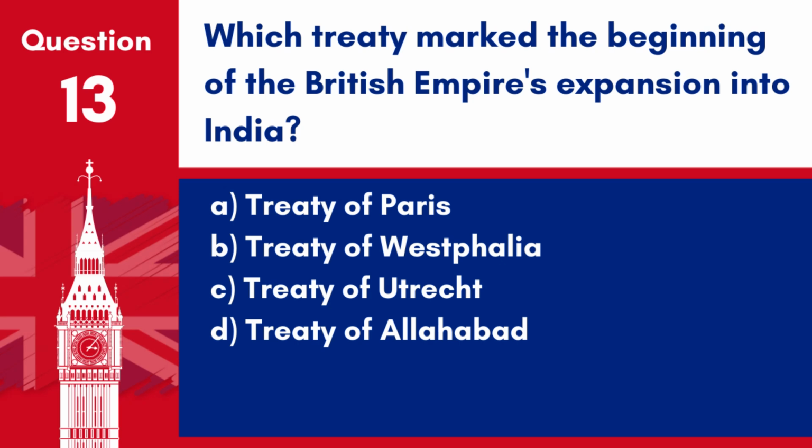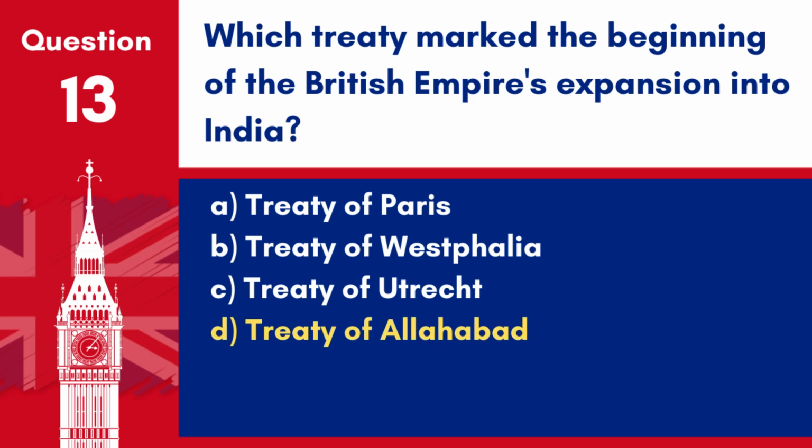Question 13. Which treaty marked the beginning of the British Empire's expansion into India? A. Treaty of Paris. B. Treaty of Westphalia. C. Treaty of Utrecht. D. Treaty of Allahabad.